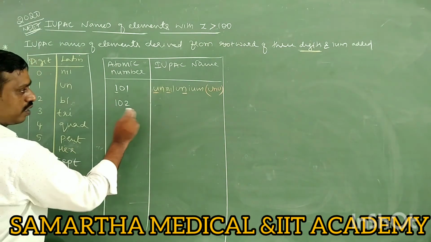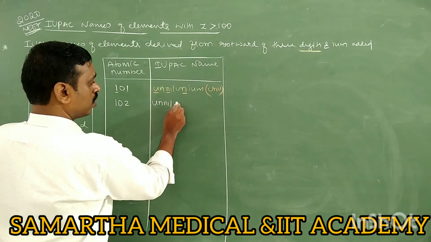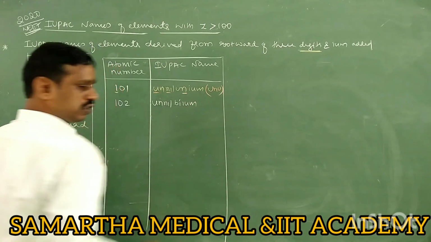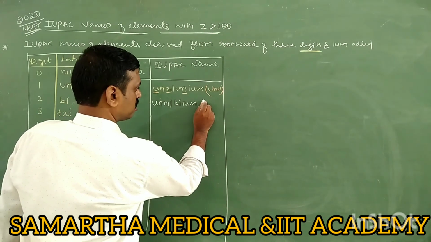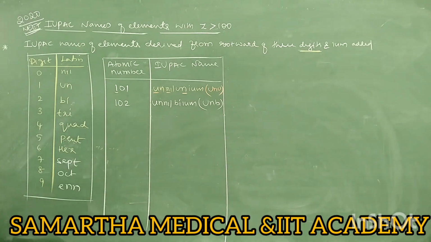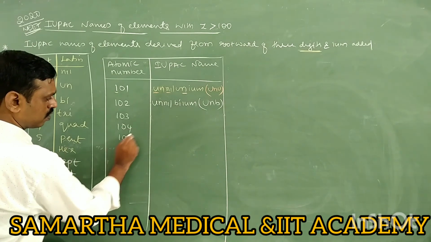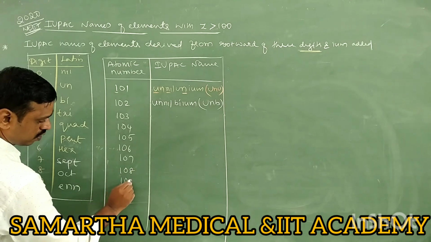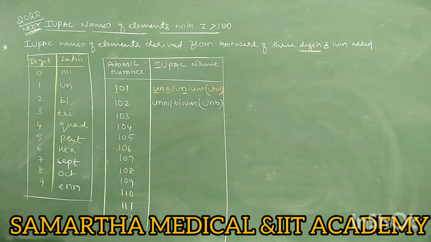For 102, it is un, nil, bi, IUM. So IUM is common for all. Un, nil, bi: the short form is U, N, B. Next, 103, fast. You write. Write down.